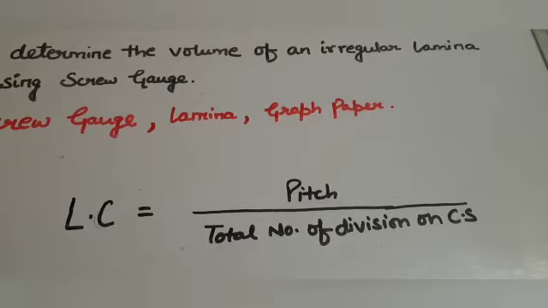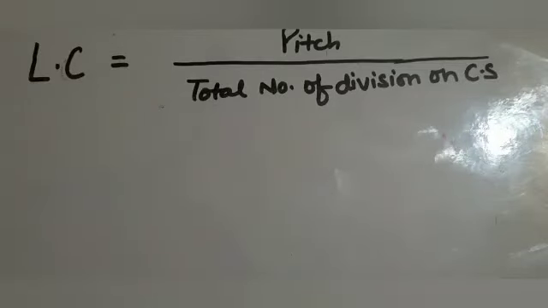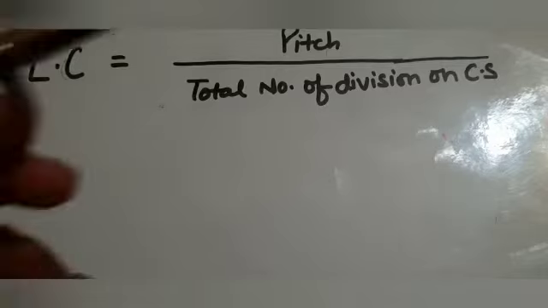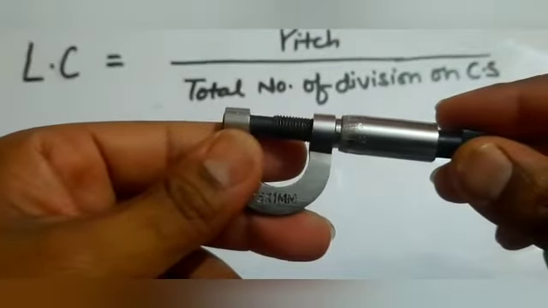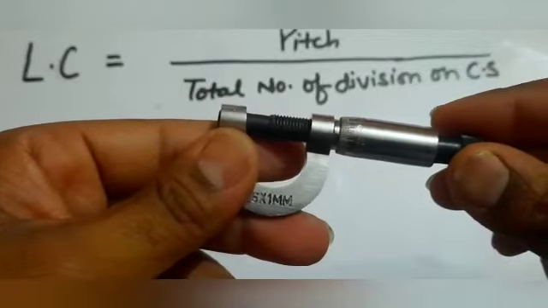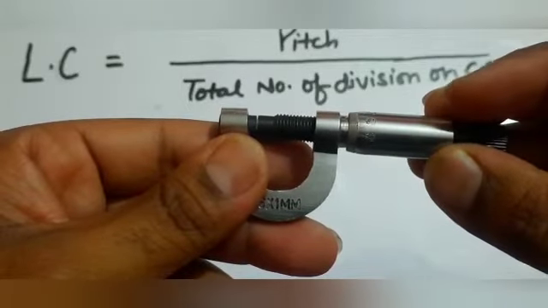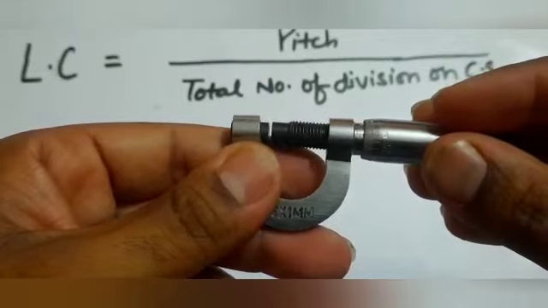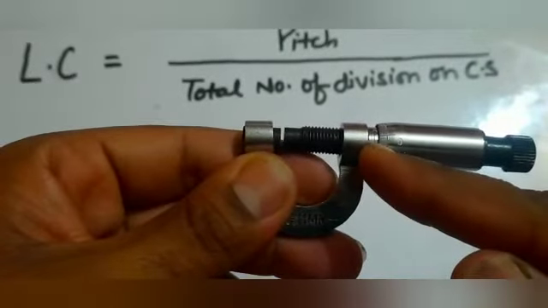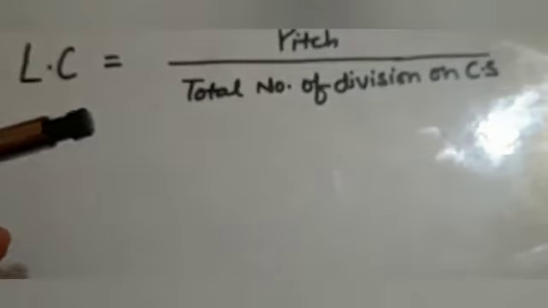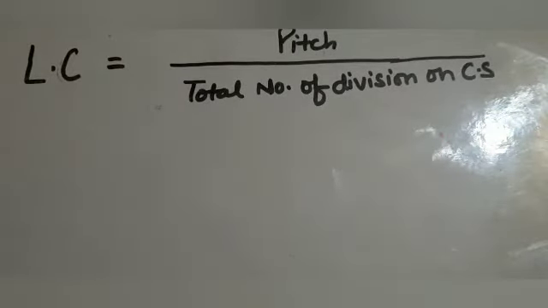We will first find out the least count of a screw gauge. The formula for least count is pitch upon total number of divisions on the circular scale. Now we will first find out the value of pitch. Pitch of the screw is equal to distance moved by the screw upon number of full rotations given. If we give one complete rotation, then the distance moved by the screw is 1 millimeter. For two full rotations, the distance moved will be 2 millimeter, and so on.